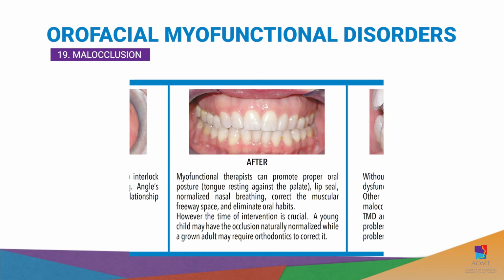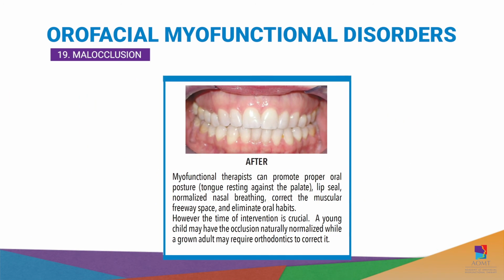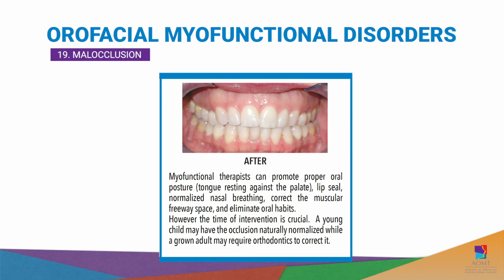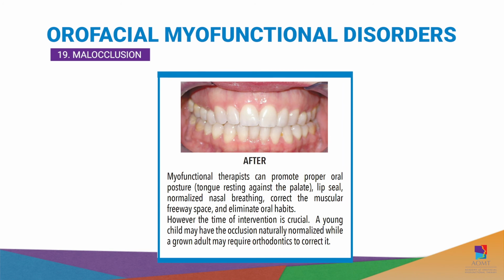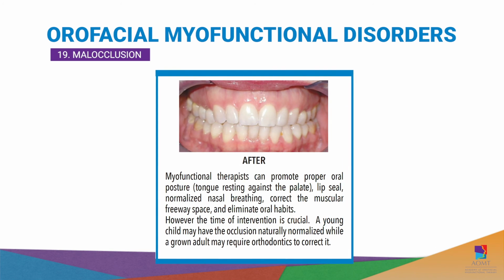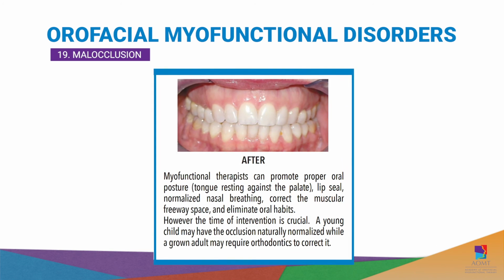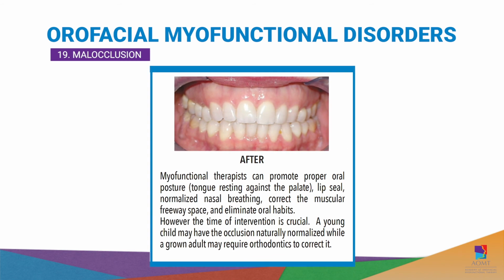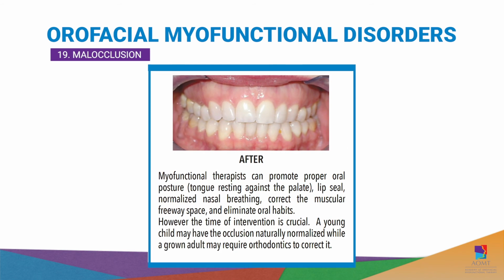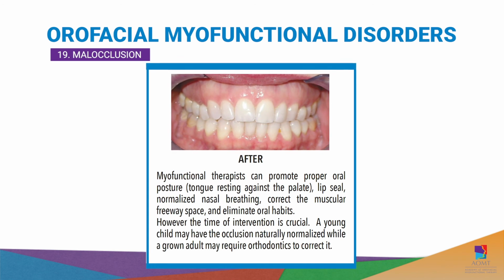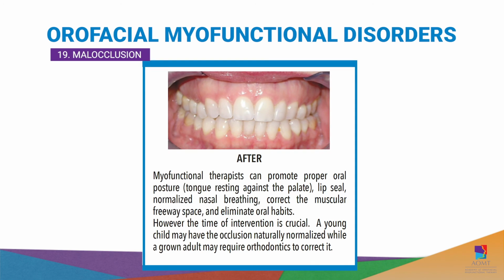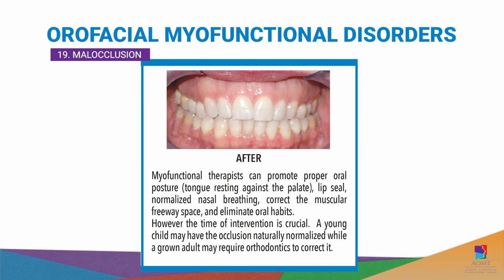After. Myofunctional therapists may promote proper oral rest posture, tongue resting against the palate, lip seal, normalized nasal breathing, correct the muscular freeway space, and eliminate oral habits. However, the timing of intervention is crucial. A young child may have the occlusion naturally normalized, while a grown adult may require orthodontic treatment in order to correct it.